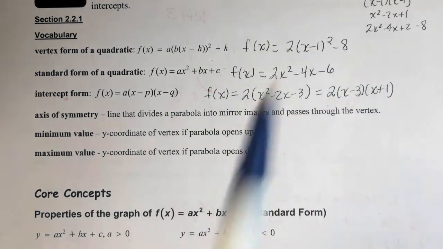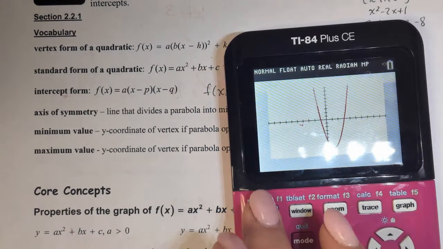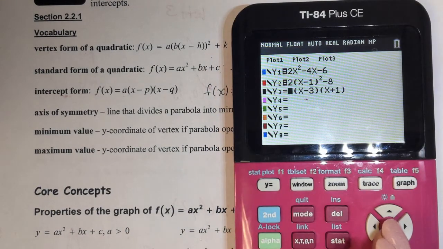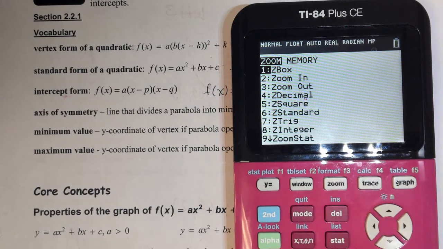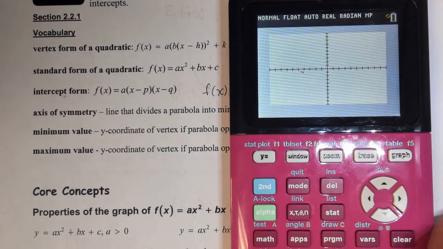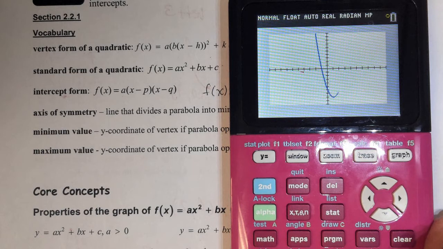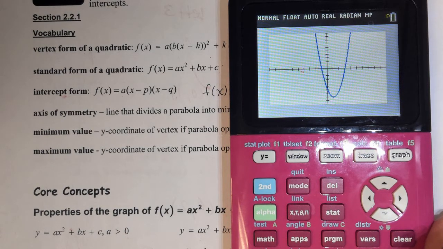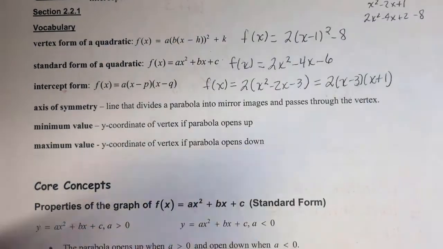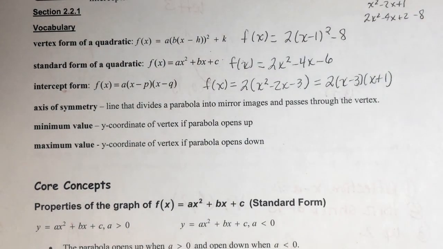All three of these are the same equation. Here's the one that we just found. I'm going to turn this on, I'm going to do a zoom 6. We already know the first two are the same. There's the first one in blue. Here comes the second one that's in standard form. And then we have that third one that's in intercept form. And watch how it's just going to go right over top of it. And so I know that those are three equivalent forms of the same quadratic. Okay?